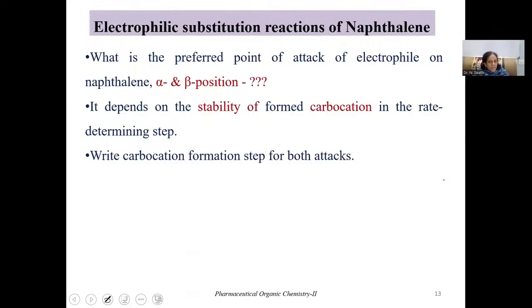So we have to write the rate determining step, which is nothing but the carbocation formation, for the electrophilic substitution reactions of naphthalene, for both the positions, alpha position as well as beta position. Pause this video here, because you already learned about the electrophilic substitution reaction of benzene along with its stepwise mechanism. Try to write the electrophilic substitution reaction for naphthalene at both the positions, alpha position and beta position. Now look at the resulting carbocation structure. How many resonance structures are possible for each alpha attack and beta attack? If you have already written, just observe the resulting resonance structures.